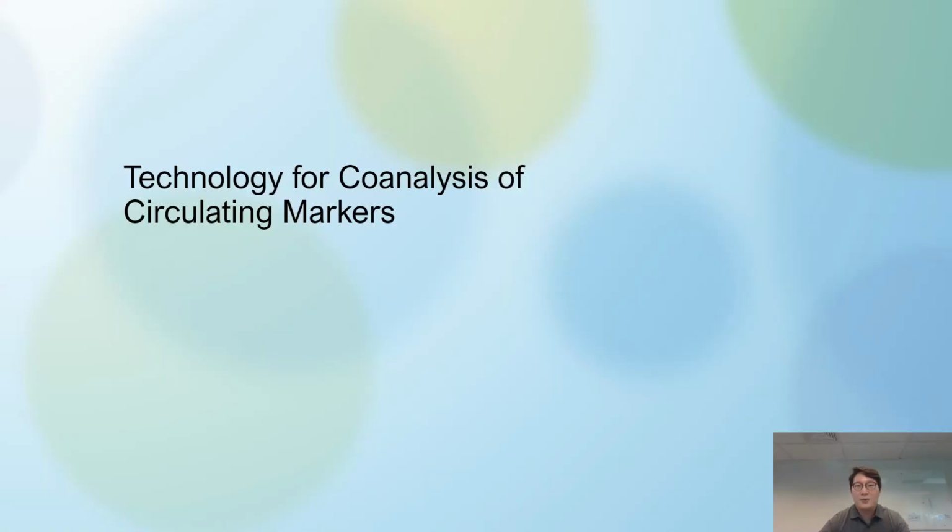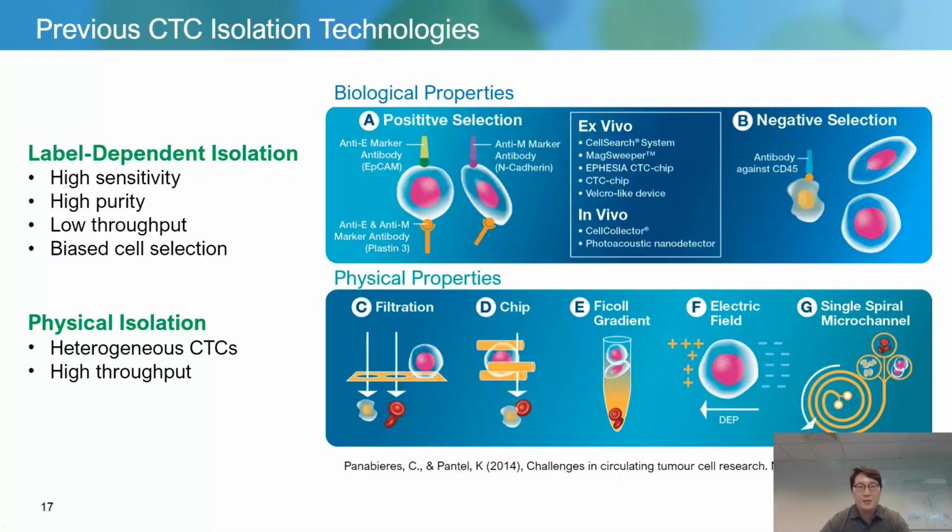So I'm going to walk you through several recent technological breakthroughs regarding circulating marker isolation and high sensitivity analysis. First of all, to isolate circulating tumor cells, there are two main approaches for the last 2 decades, which are label-dependent isolation and physical isolation. Label-dependent isolation uses antibody or specific biochemical molecule to target surface protein expressed on the CTCs. This was widely used previously due to its high sensitivity and high purity capture. But this method has a low throughput and can cause biased selection of CTCs out of all kinds of CTCs from the cancer individuals.